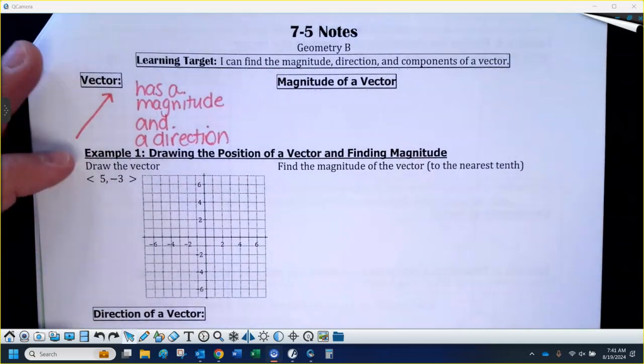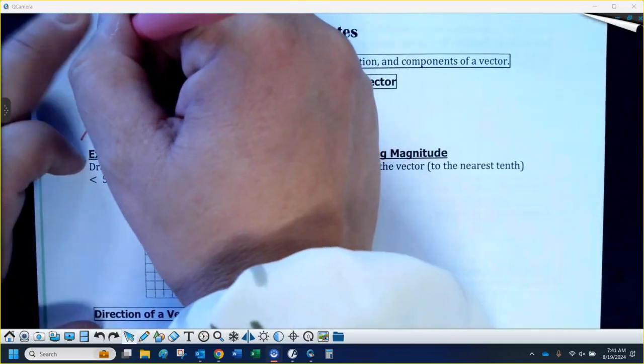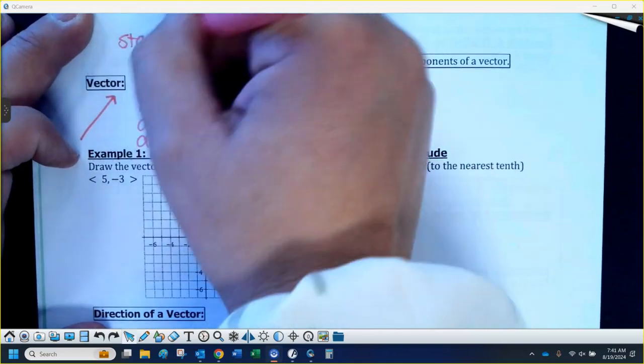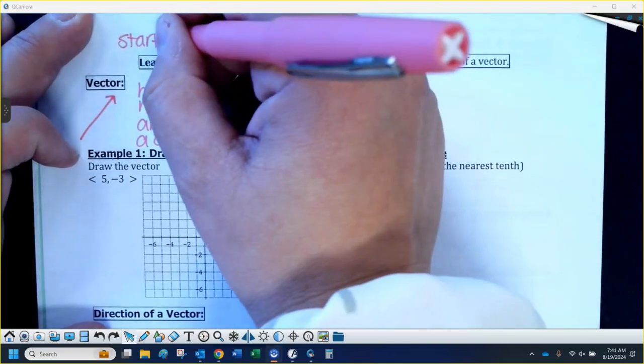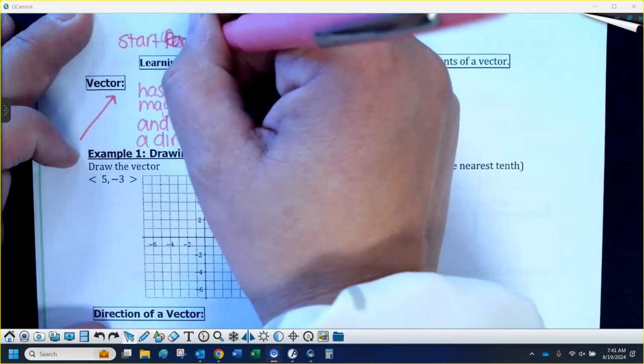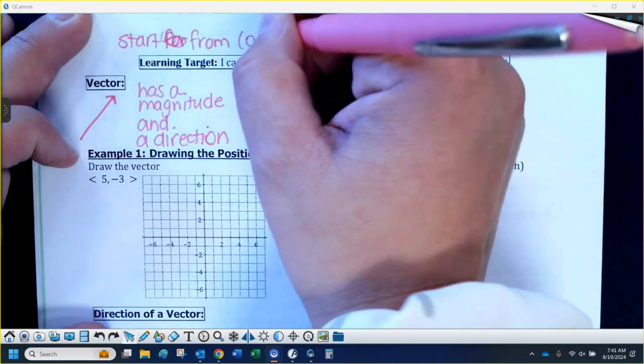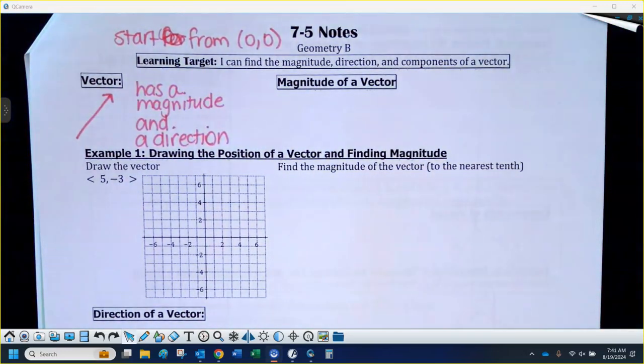But whenever you have a vector, you start on a graph. You start from (0, 0), and we're going to draw one in just a second. I promise it's not hard. If you can plot a point, you can draw a vector. They always start from (0, 0), right at the origin, when you graph these. And then the direction is going to be like a compass direction, like north or south.